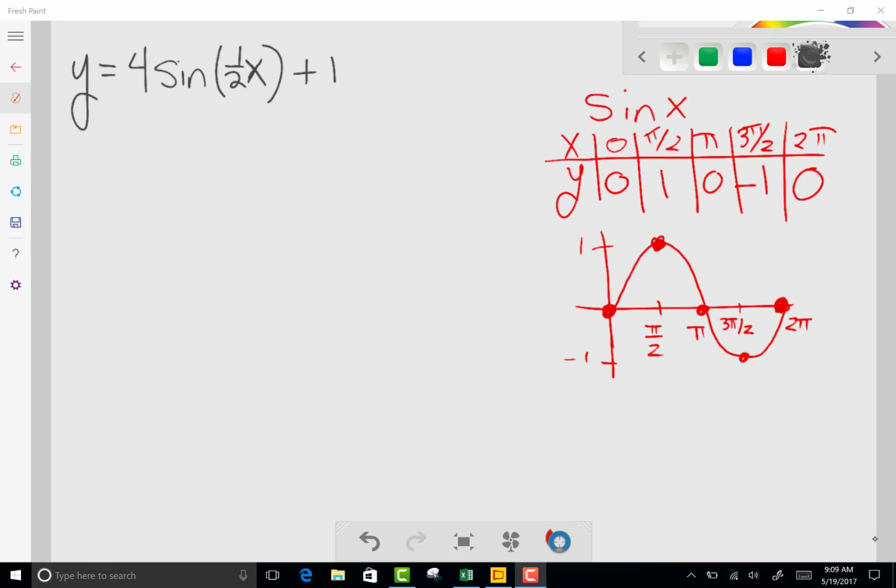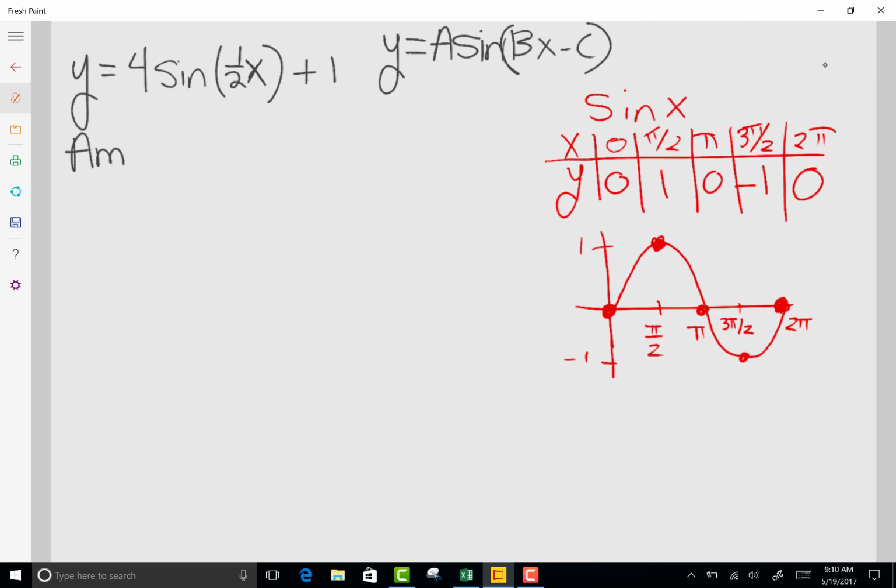Okay, our last example. Notice that our value for C in this example is 0. So we have B is 1/2. We have our A is 4, but C is 0. All right, so we're going to first start off by finding our amplitude.